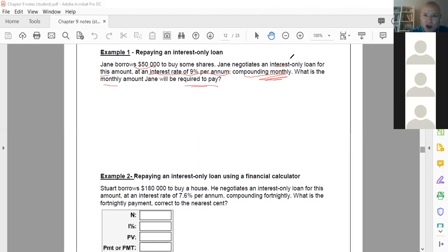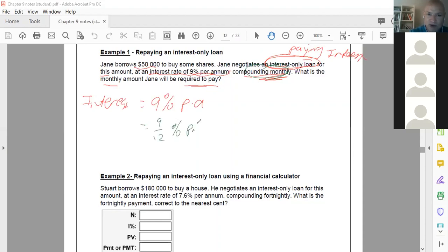All right, what is the monthly amount she has to pay? Now, because it's an interest-only loan, we can see that clearly she's only paying the interest. So the interest that she is getting charged is 9% per annum. But it's compounding monthly, so we're going to divide this 9 by 12. It's still going to be a percentage, but it's per month. And we know 9 divided by 12 is 3/4, so 0.75% per month.